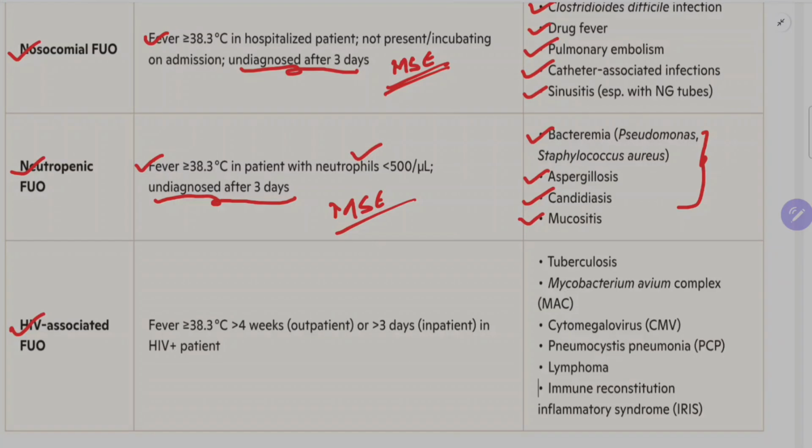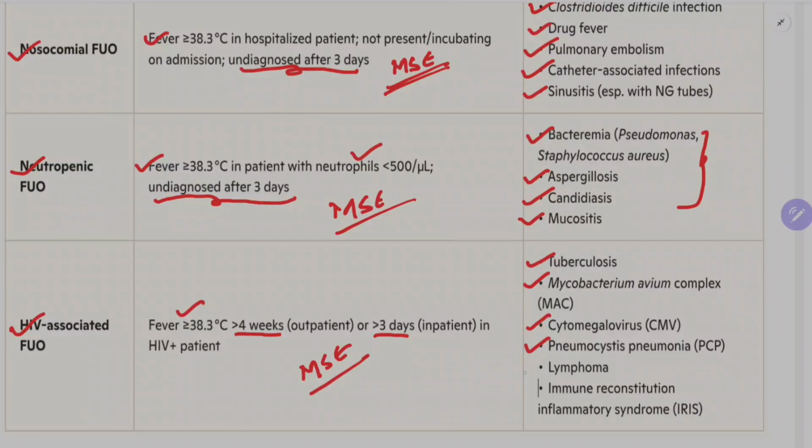Coming to HIV associated FUO, fever is more than 38.3 here. Now in outpatient more than 4 weeks, or inpatient again the same 3 days in an HIV positive patient after minimum standard evaluation. Okay, what are the causes? Again here also, like the neutropenic causes, infections are the commonest causes. So what are the infections? Tuberculosis is the number one cause. Second is Mycobacterium avium complex, MAC. Third is cytomegalovirus viral infection. Then Pneumocystis pneumonia, this is a parasite.